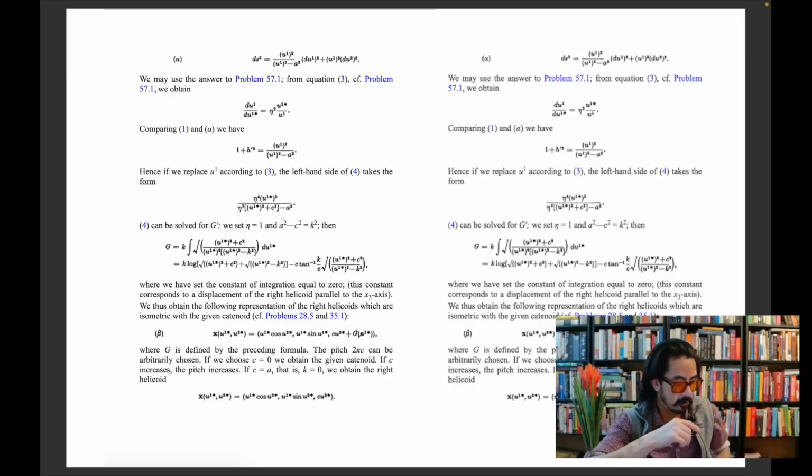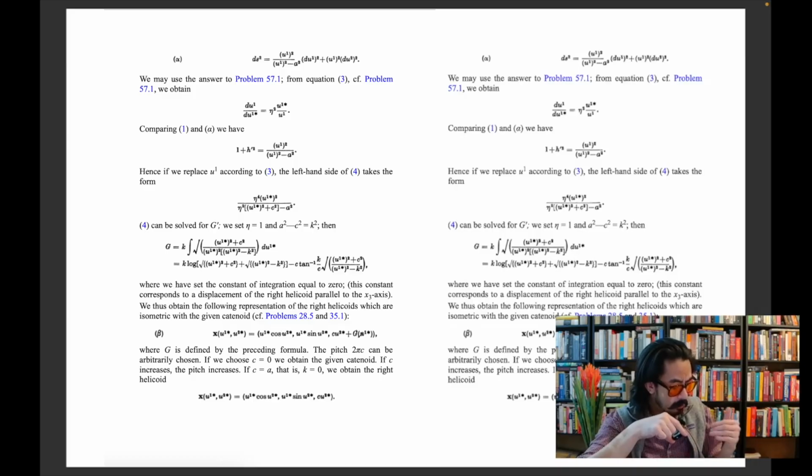And to refresh our memories here, problem 28.5 states, if a twisted curve capital C rotates about a fixed axis capital A and, at the same time, is displaced parallel to capital A so that the velocity of displacement is always proportional to the angular velocity of rotation, then the twisted curve capital C generates a surface capital S, which is called a general helicoid. And the problem asks, find a parametric representation of capital S, the surface.